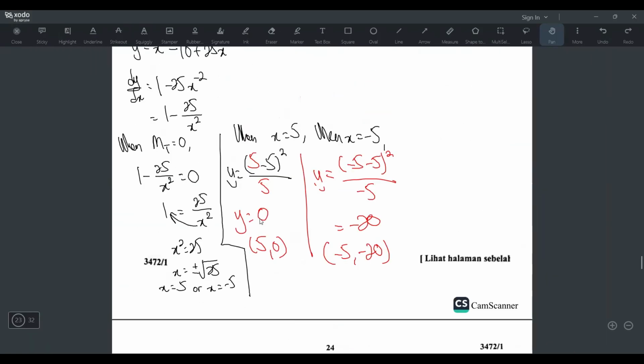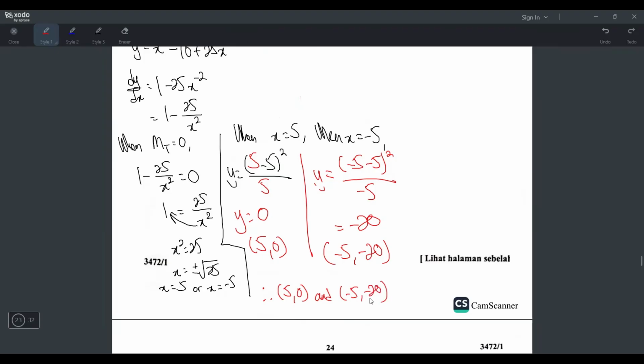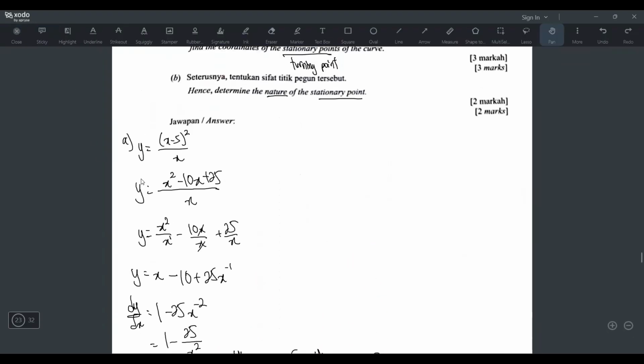So I'll just write one more line for them. So what's the stationary point? 5, 0 and negative 5, negative 20. Okay, let's do B. They say hence determine the nature of the stationary point.